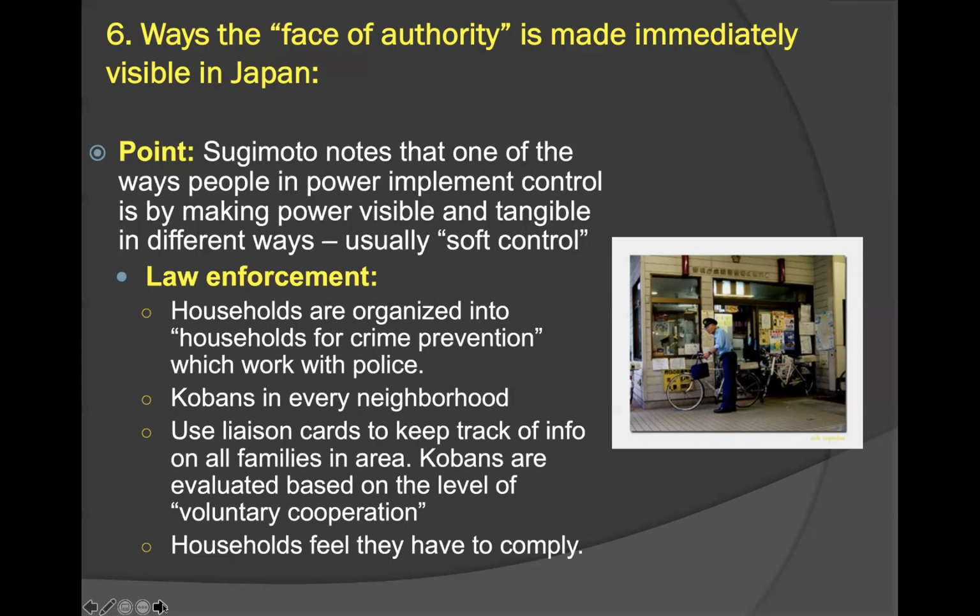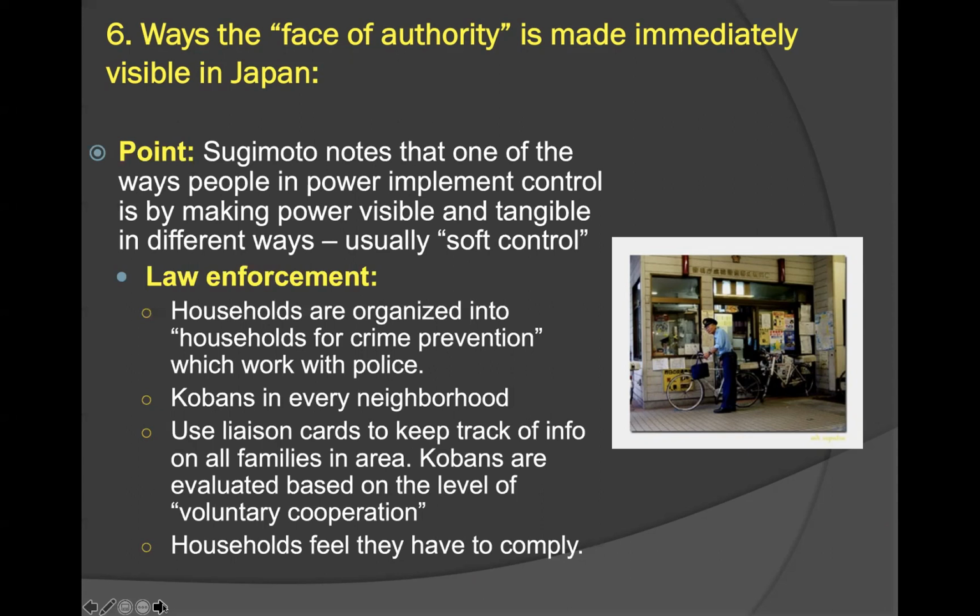And this is what we usually consider soft control. For example, in terms of law enforcement, how this face of authority is made immediately visible and tangible is through how households are organized into groups for crime prevention, which work directly with the police. And of course, we all know about the kobans, the police boxes in every neighborhood.